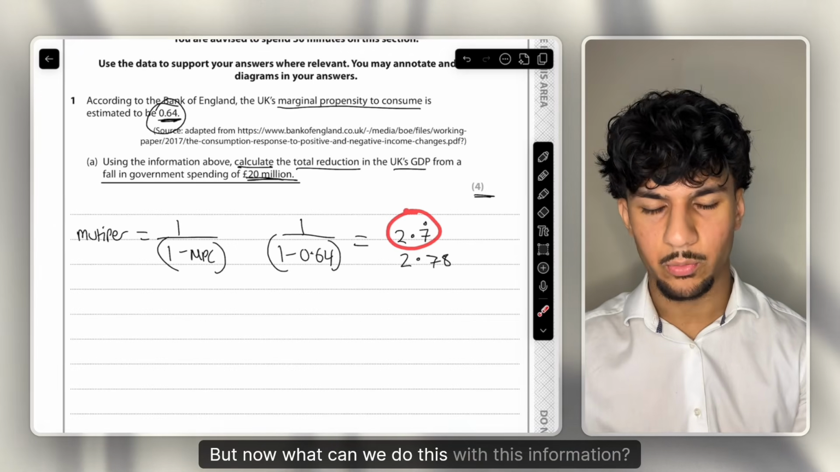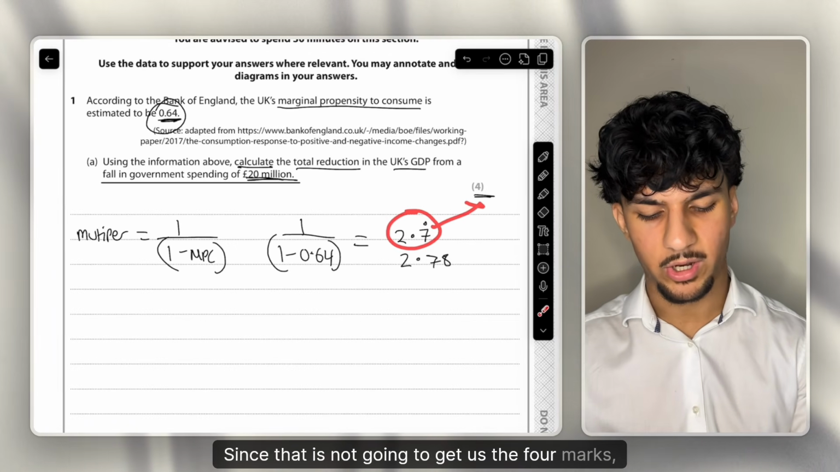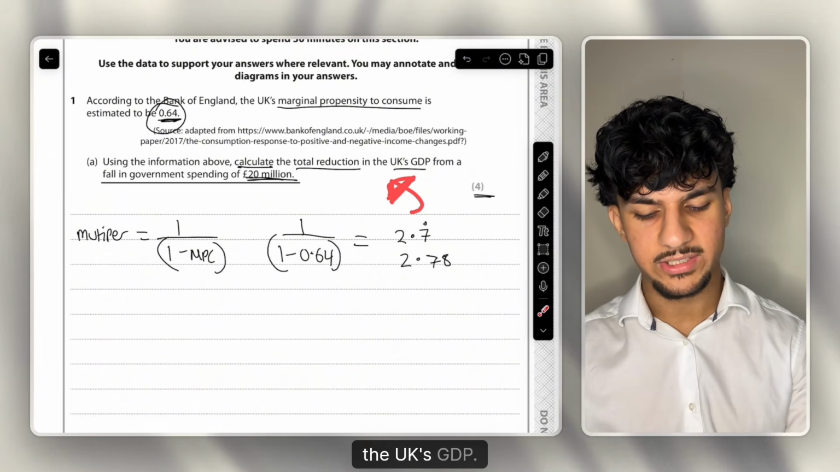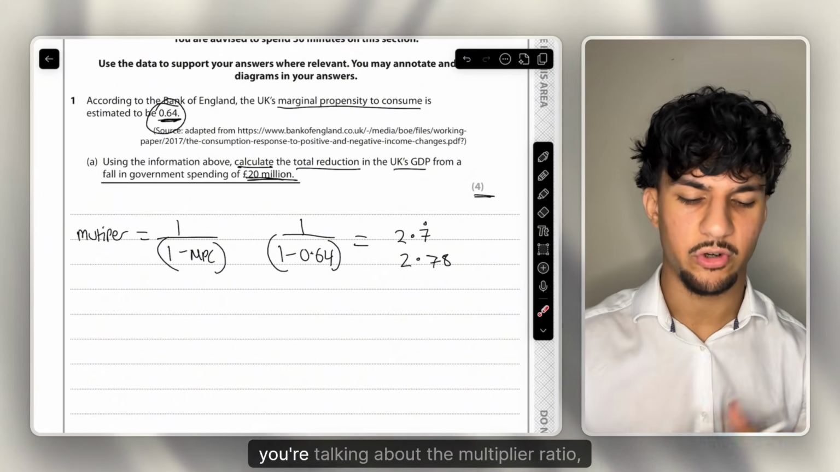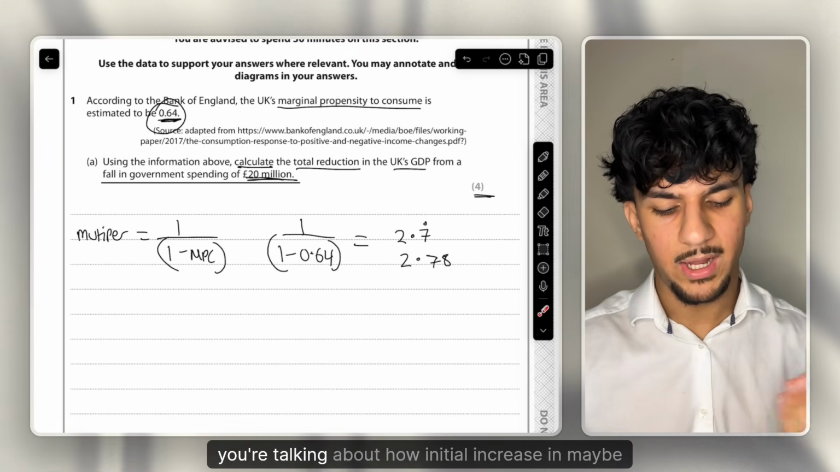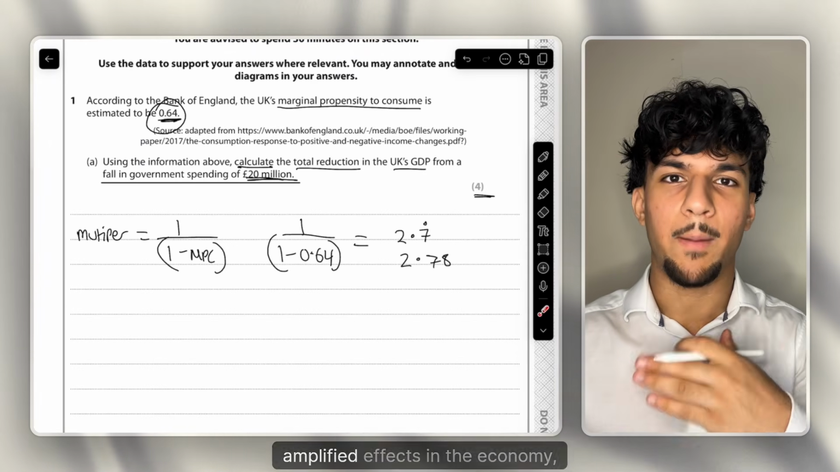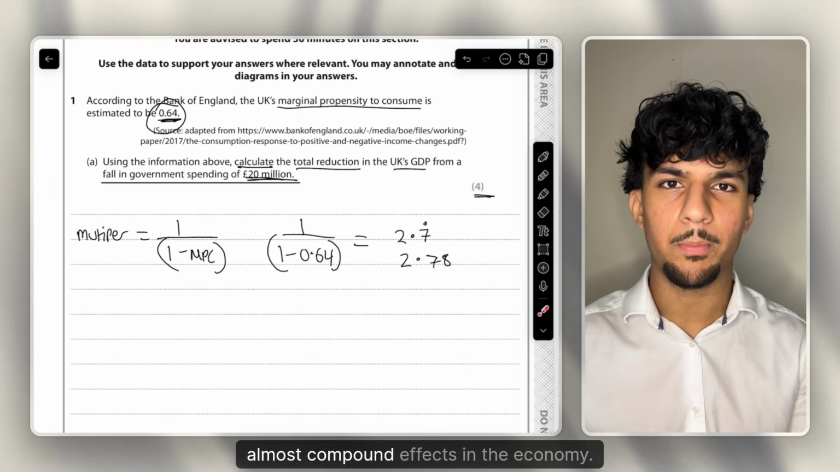But now, what can we do with this information? Since that is not going to get us the 4 marks, it's asking us to calculate the total reduction in the UK's GDP. Whenever in economics you're talking about the multiplier ratio, you're talking about how an initial increase in maybe government spending is going to lead to further amplified effects in the economy, almost compound effects in the economy.